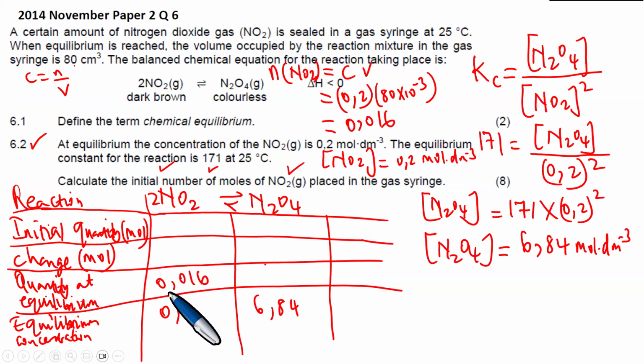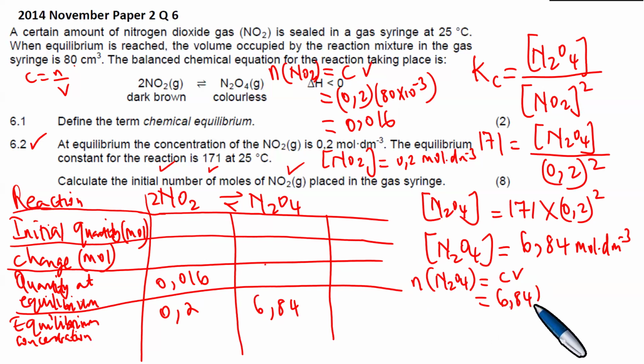Now, we have here also this N2O4. We need its number of moles. So the number of moles of N2O4 is CV. Concentration for N2O4 is 6.84, and the volume, right? Divide by 1,000, which is actually 80 times 10 to the minus 3, dividing by 1,000. And we're able to get now this. Okay, we're working backwards from equilibrium to the beginning.